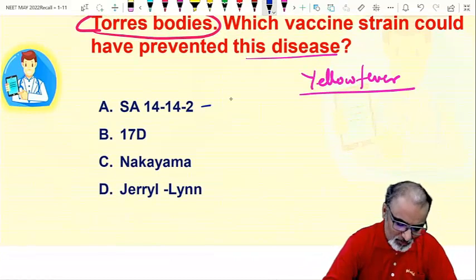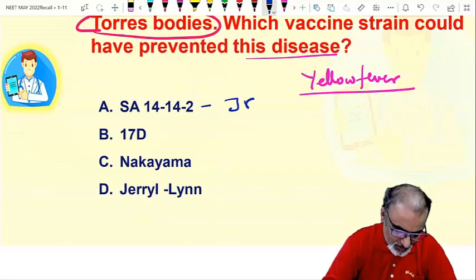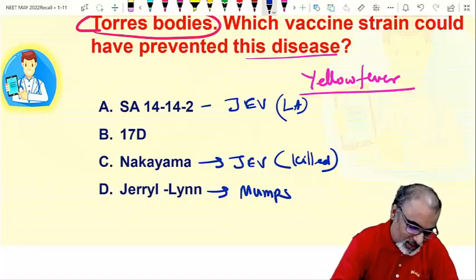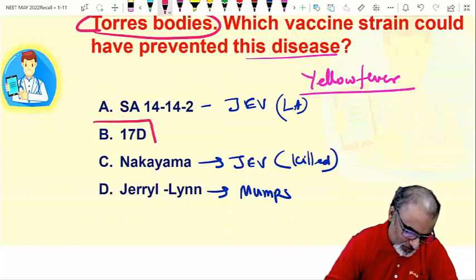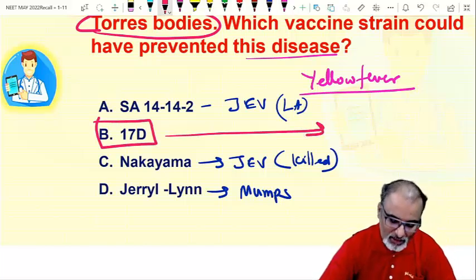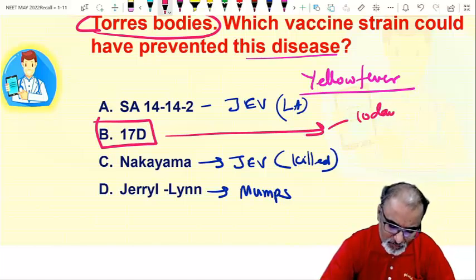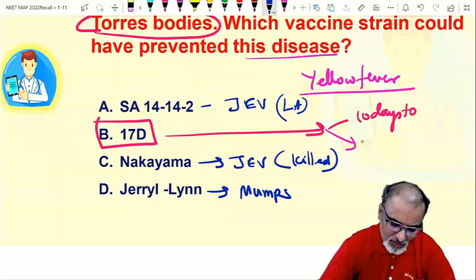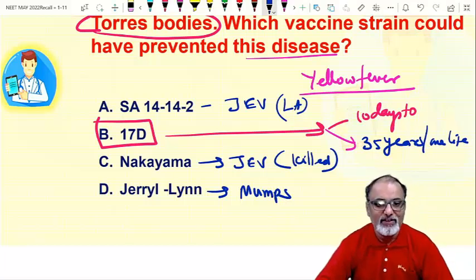SA14-14-2 is for Japanese encephalitis virus; it's a live attenuated vaccine. Nakayama is also for Japanese encephalitis virus; it is a killed vaccine. Jeryl Lynn is for mumps. And 17D vaccine is for yellow fever. What is the protection period usually? The protection period is 10 days to 35 years, or lifetime.